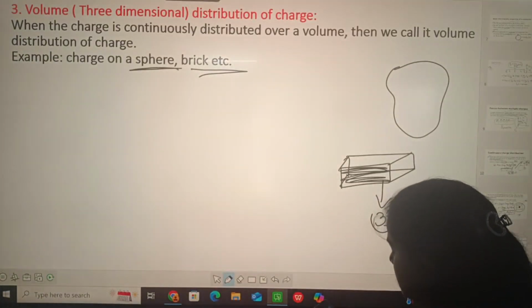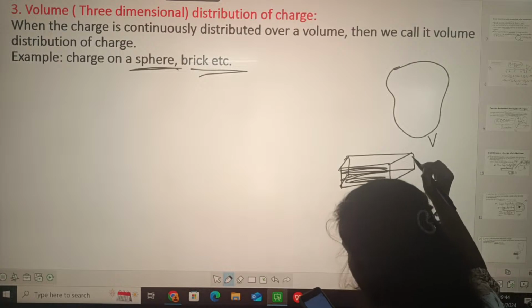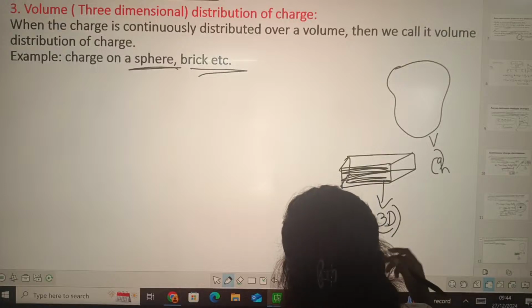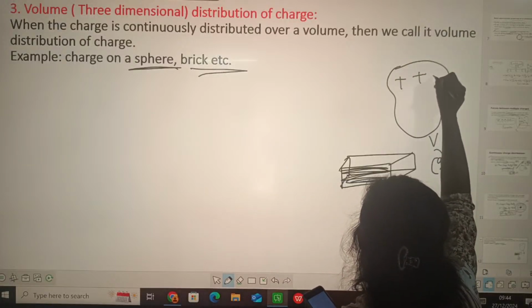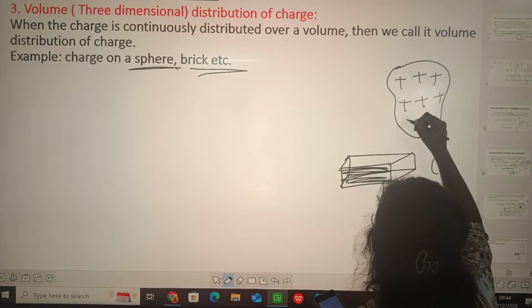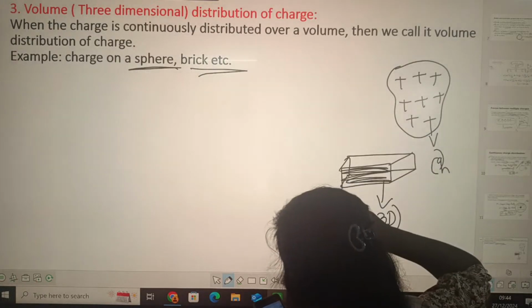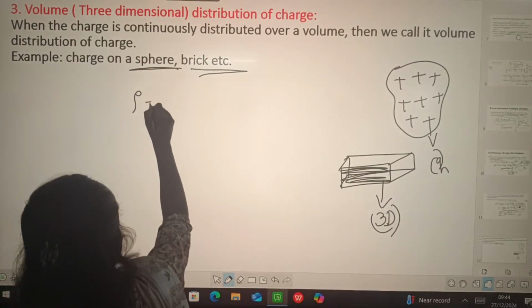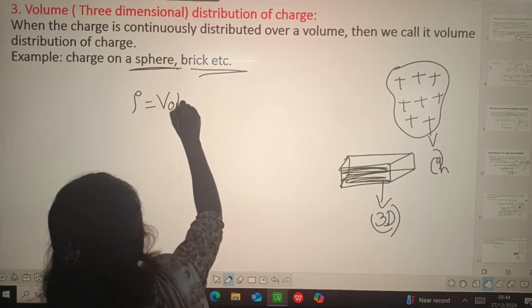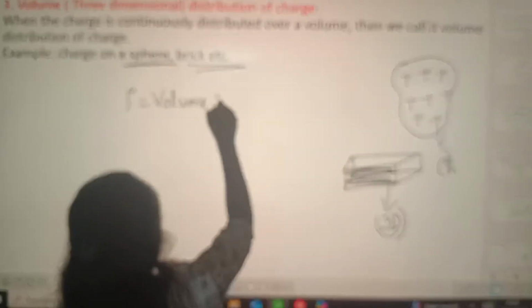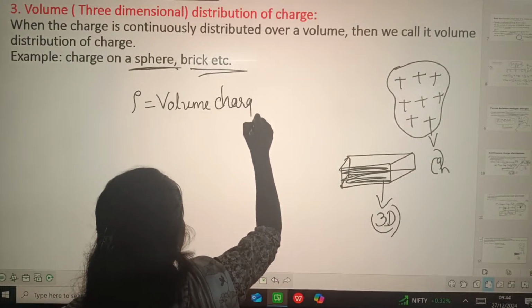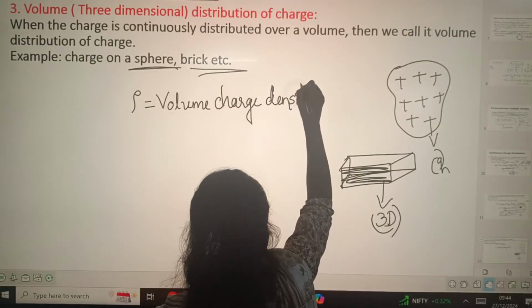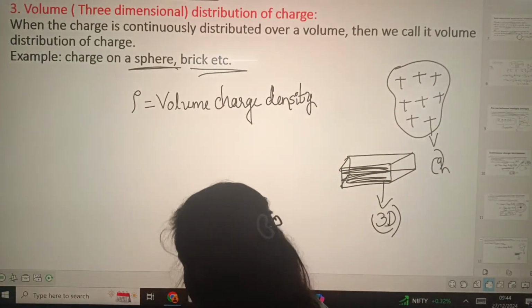Let us consider a volume V whose charge is Q, which is uniformly distributed over it. The charge is continuously or uniformly distributed in the volume. Then let us consider rho, the volume charge density.